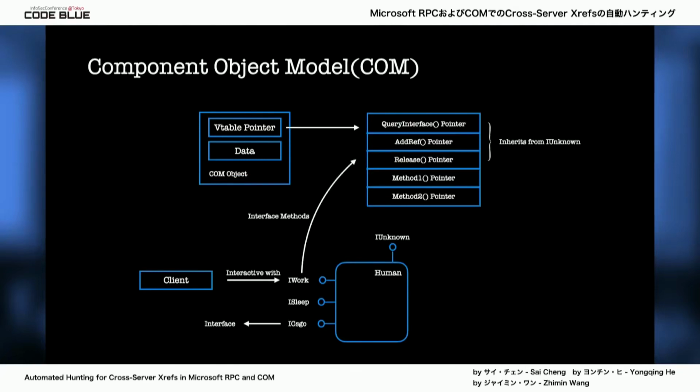The client does not interact directly with the COM object, but interacts with the interface and calls the interface methods. Each interface directly or indirectly inherits from the IUnknown interface, so it includes 3 IUnknown functions for resource management and type conversion. They are QueryInterface, AddRef, and Release.